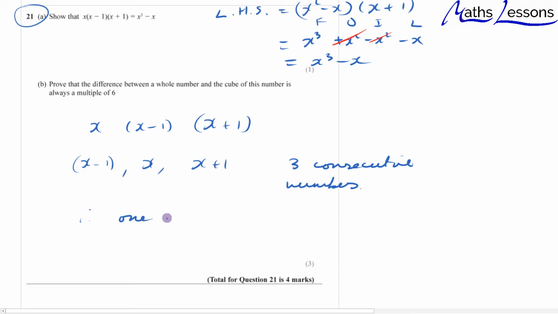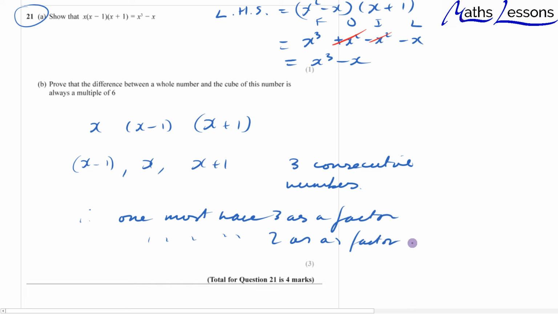Therefore, one must have 3 as a factor. Another must have 2 as a factor. So if one has 3 as a factor and one has 2 as a factor, then the product, i.e. all three things multiplied together, product means when you times all three together, the product must have 6 as a factor. Therefore, it's a multiple of 6. Okay, so it's all about how you lay it out.